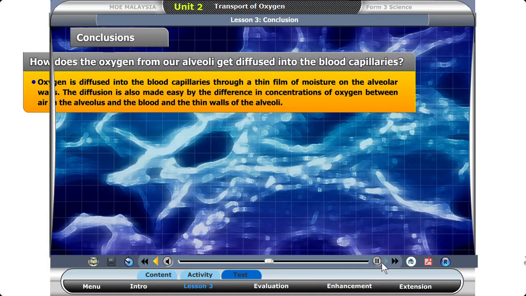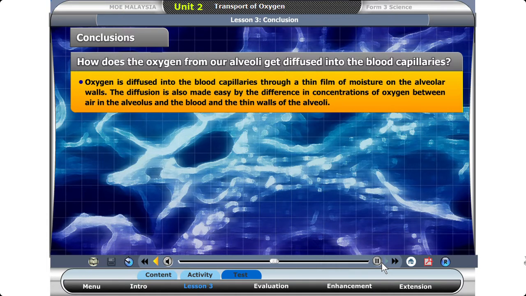Oxygen is diffused into the blood capillaries through a thin film of moisture on the alveolar walls. The diffusion is also made easy by the difference in concentrations of oxygen between air in the alveolus and the blood and the thin walls of the alveoli.